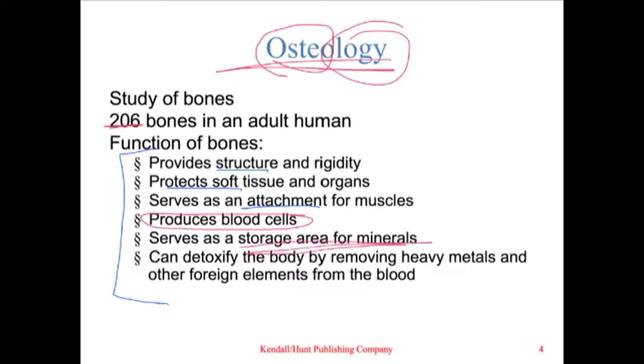The storage of minerals, this is one of the reasons why, when you drink too much pop, the pop actually removes calcium from your body, which is stored in your bones and can cause brittle bones. So excessive consumption of soft drinks is a problem for your bones. And then ultimately it can serve to partially help filter your blood, as heavy metals actually will settle in your bones. So too much heavy metal exposure will actually cause cancer in your bones because of those toxic heavy metals.